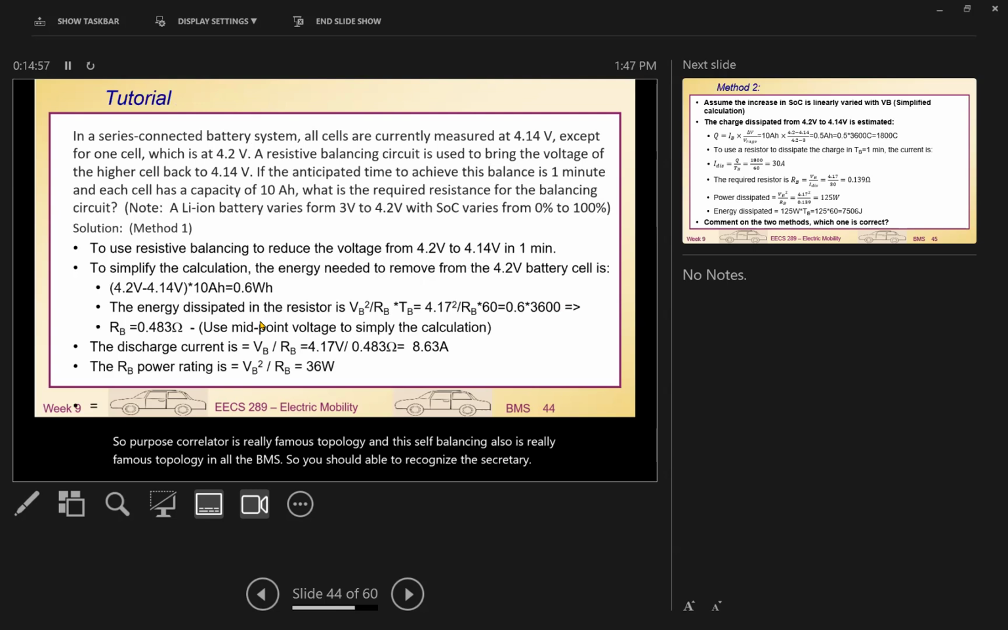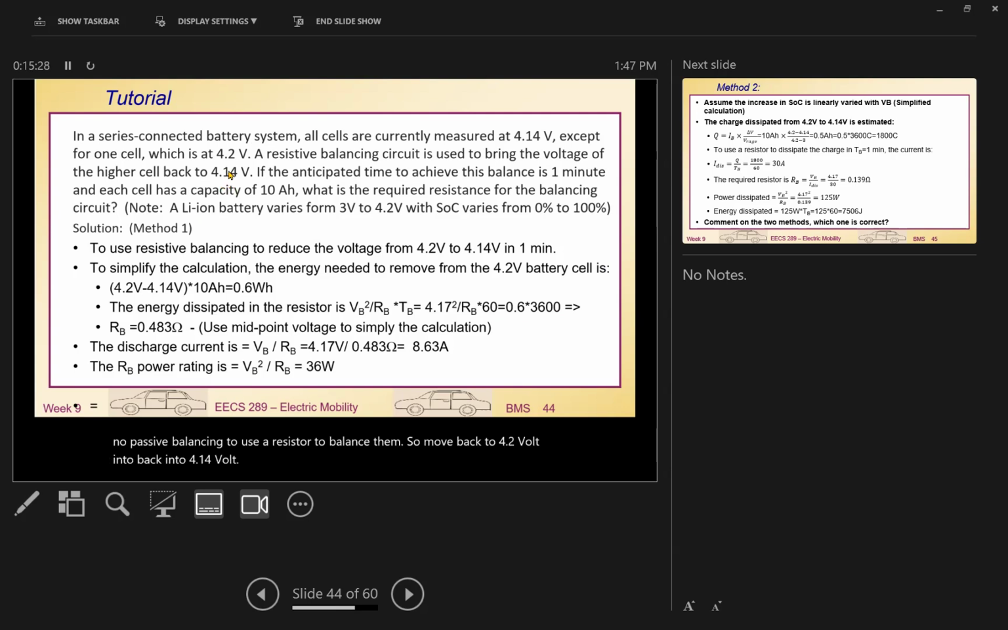So here is another interesting tutorial. Look, if we have a series-connected battery system, where all the batteries are measuring 4.14 volts, but we suddenly find that one of the cells is 4.2 volts, we would like to use passive balancing, using a resistor, to move the 4.2 volts back to 4.14 volts.